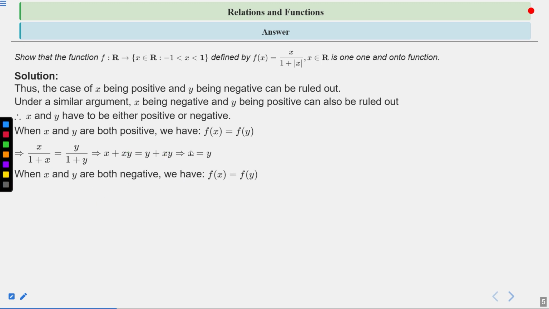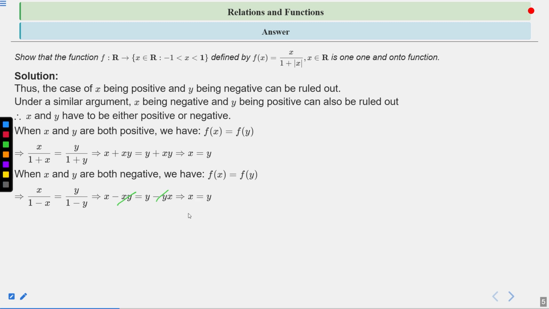So now let us take another case when x and y both are negative. We have checked that when x and y both are positive, the function is coming out to be 1-1. Now for the condition when x and y both are negative, if f(x) is equal to f(y), then we can write x upon 1 minus x equals y upon 1 minus y. When we cross multiply and solve this, we get x minus xy equals y minus xy. So xy and yx will cancel out, and we are getting x is equal to y.